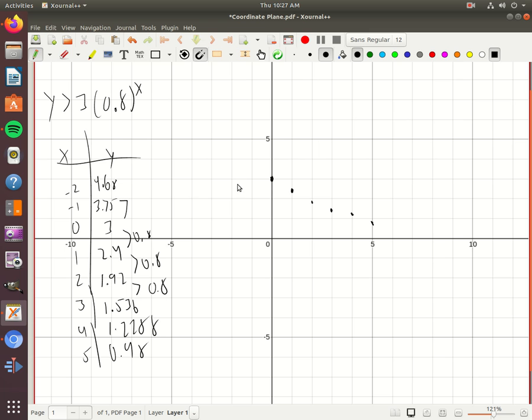But again, I wanted to go -1 with 3.75 and -2 with 4.68, just so you can sort of see what's going on here. If I went back one more, I would get 5.85. So I just want you to see a little bit of kind of what that curve is starting to look like there. Now the question is, which side should I graph?